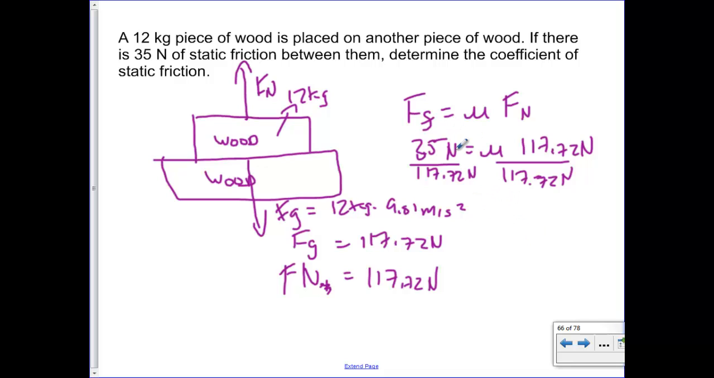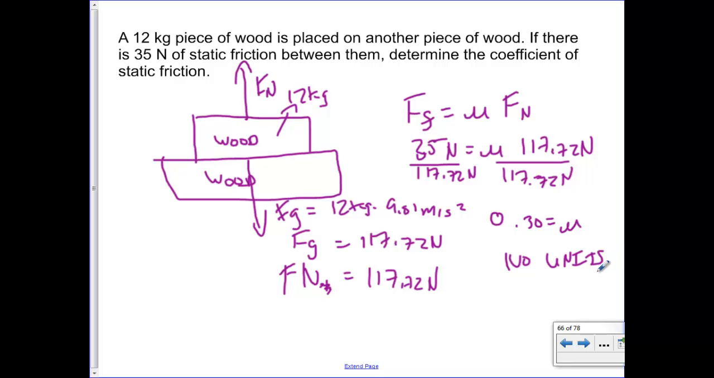As for your answer, if this is in newtons and this is in newtons, coefficients of friction have no units. So when you divide these two numbers, I got 0.297. When I round that, it's going to be 0.30. Put a little note here: there are no units for this.